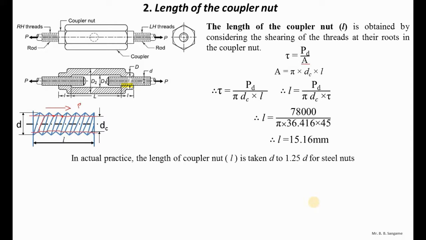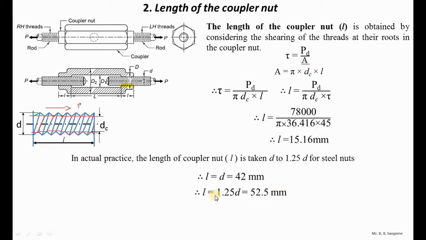In actual practice, the length of the coupler nut by using the empirical relation can be taken as D to 1.25D, where D is the nominal diameter, which we have already selected from the table. So let us calculate. L is equal to D, which will be 42 mm, because D is 42. I discussed this in the previous slide, we found that D is 42 mm from the table. So we can take the value L equal to 42 mm as it is, or we can go for the higher one, L equal to 1.25D, which will be 52.5 mm.